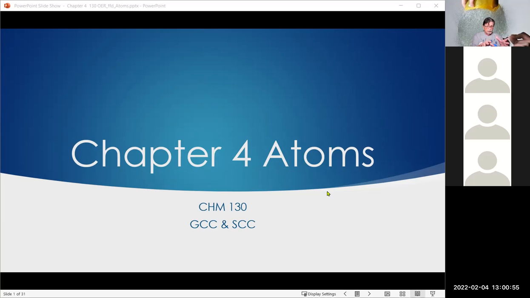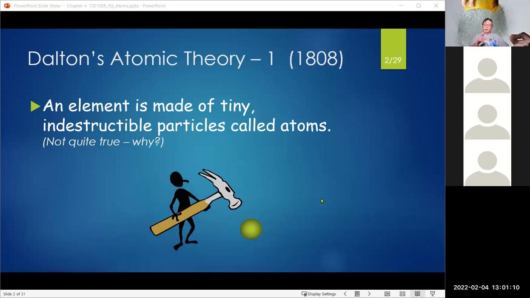Even though Einstein was involved with these particular models, there were a number of other scientists involved during this time period. A whole slew of things were happening in physics and chemistry. Okay, so Dalton was the guy who kind of started the whole thing.